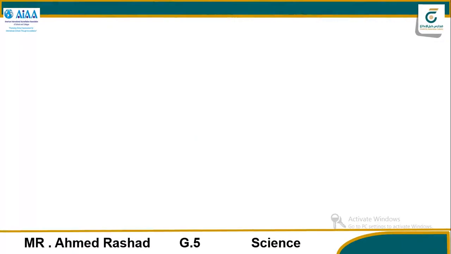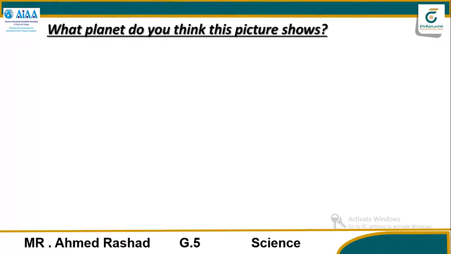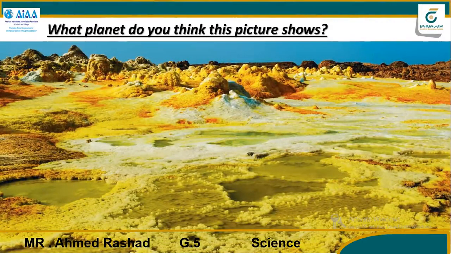In the beginning of this lesson, I want to show this picture and ask: what planet do you think this picture shows? If I give you this picture and show you this kind of planet, you can find the answer. In the last chapter, we talked about some characteristics and some spheres on Earth that can be different on another planet.